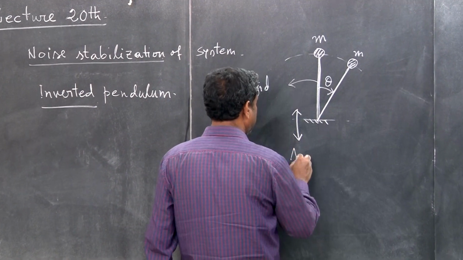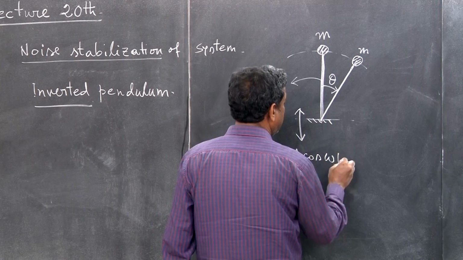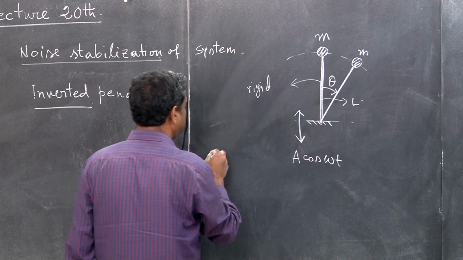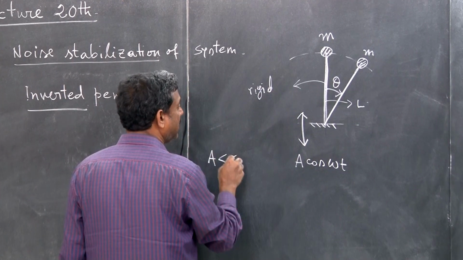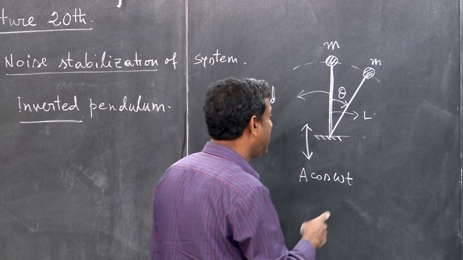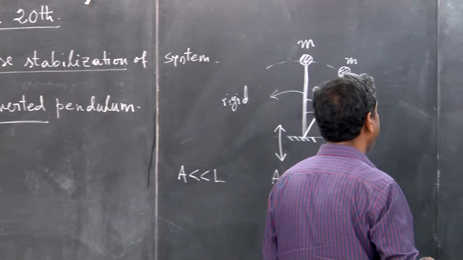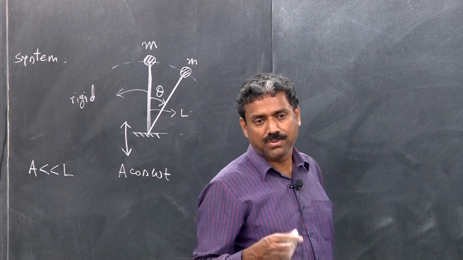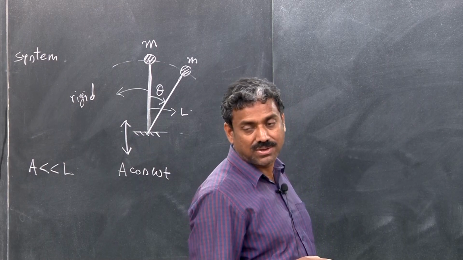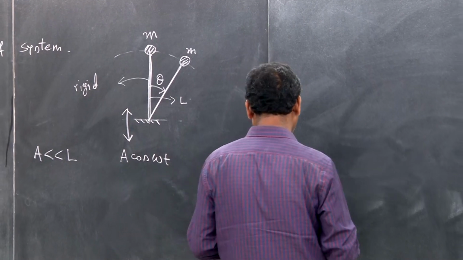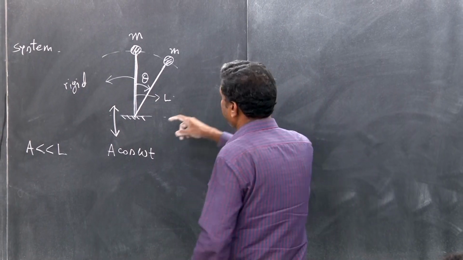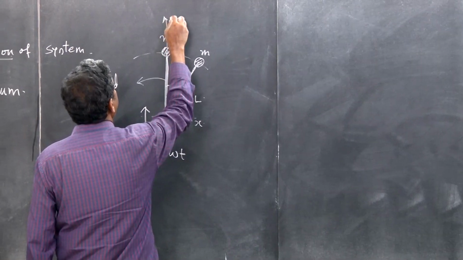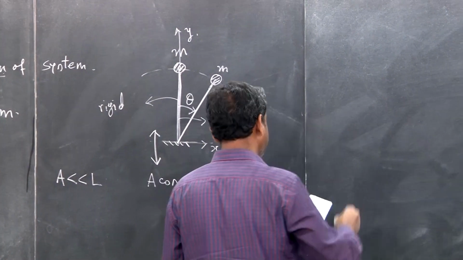I am assuming that this is excited by A cosine omega t, right. The length of this is L, and I am considering that A is very, very small compared to L, okay. If you write down the equation of motion, the better approach is to use the Lagrangian formalism to write down the equation. So for the Lagrangian, if we define this to be the origin, this I can take as x and this I can take as y, then how do we define the x and y coordinates?